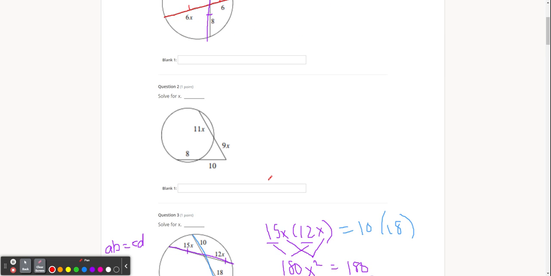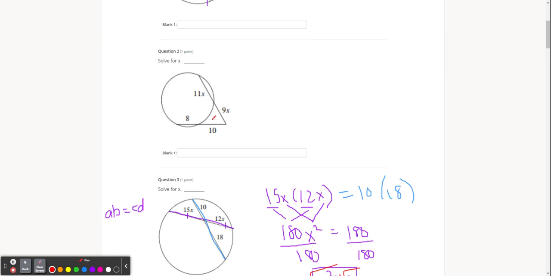Is there a question about number 2? Now I've got an outside and a total. So I've got to do the outside times the total. The outside times the total. So that's going to be 9x times 9x plus 11. If you've got a segment outside the circle, you have to use it twice. So for number 2, 9x times the total, which is 9x plus 11.